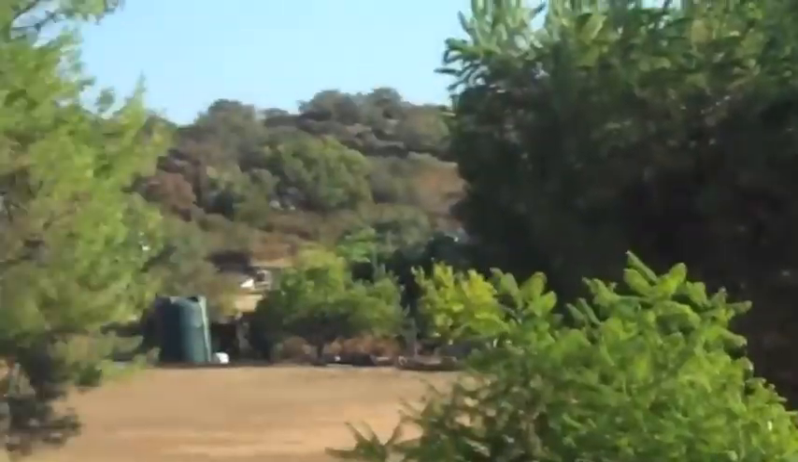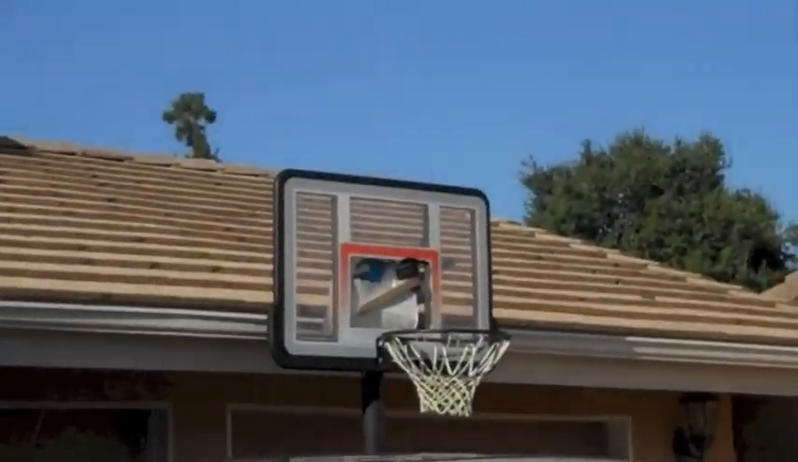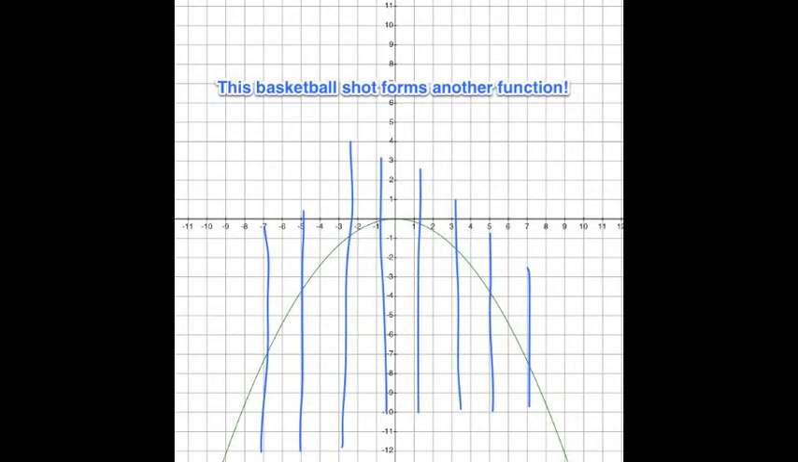Well, this basketball shot has been taken from this roof way over there. Oh, that basketball hoop right there. Here we see another example of our function. Although the parabola is up on the negative axis, it is still a function because the lines only intercept through it once and not twice.